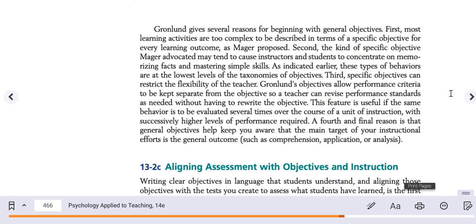Third, specific objectives can restrict the flexibility of the teacher. Gronlund's objectives allow performance criteria to be kept separate from the objective, so a teacher can revise performance standards as needed without having to rewrite the objective. This feature is useful if the same behavior is to be evaluated several times over the course of a unit of instruction, with successively higher levels of performance required. A fourth and final reason is that general objectives help keep you aware that the main target of your instructional efforts is the general outcome, such as comprehension, application, or analysis.